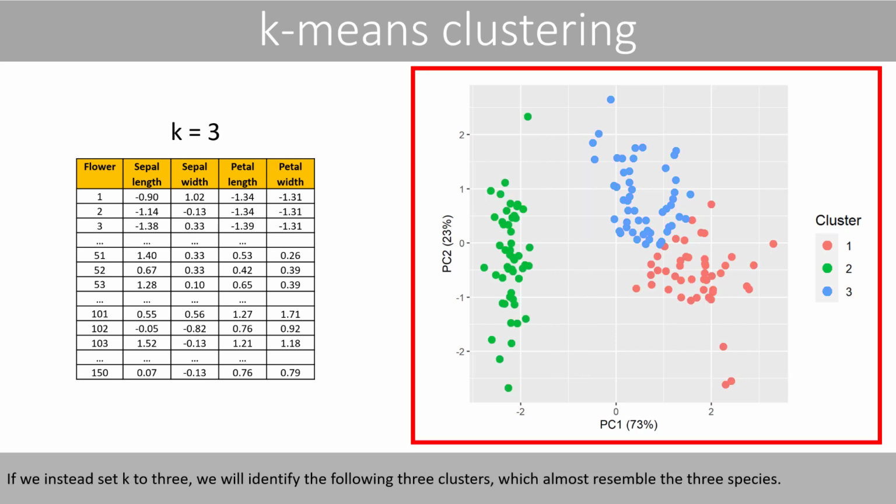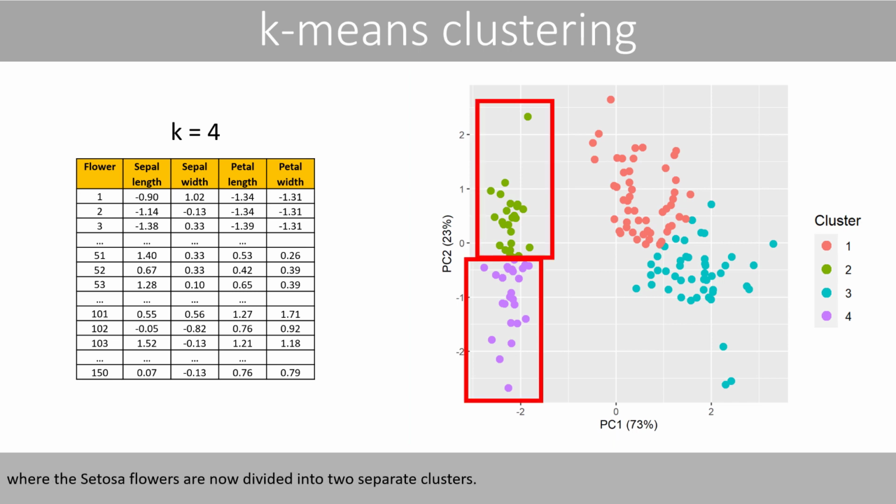If we instead set k to 3, we will identify the following 3 clusters, which almost resemble the 3 species. If we instead set k to 4, we will identify the following 4 clusters, where the setosa flowers are now divided into 2 separate clusters.